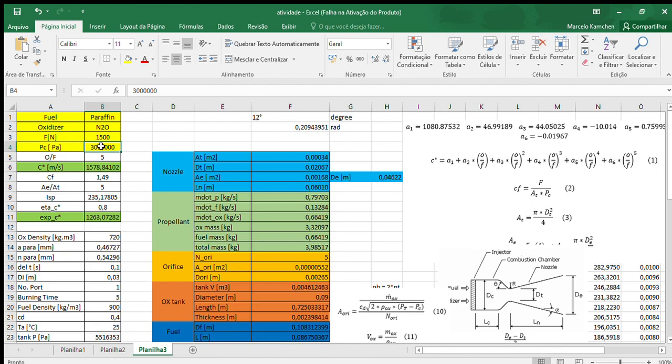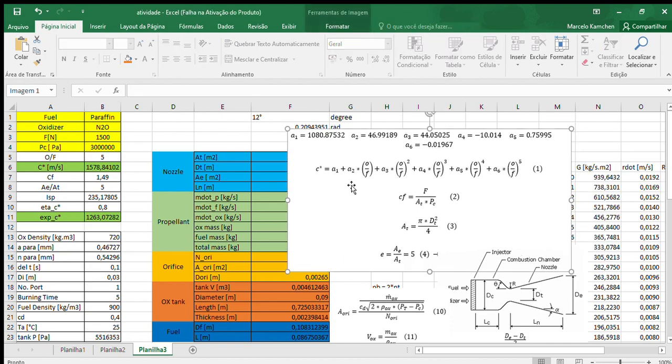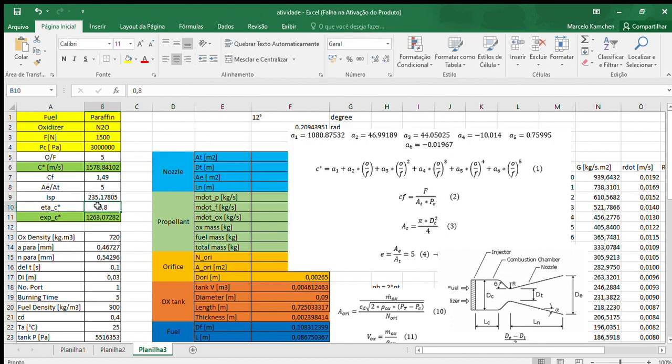For the calculation of C star, equation 1 here is used with these coefficients and with an efficiency of 80%, resulting in a C star of 1263 meters per second. Other initial design parameters include the thrust coefficient, the CF, the expansion ratio, and the specific inputs are presented here.